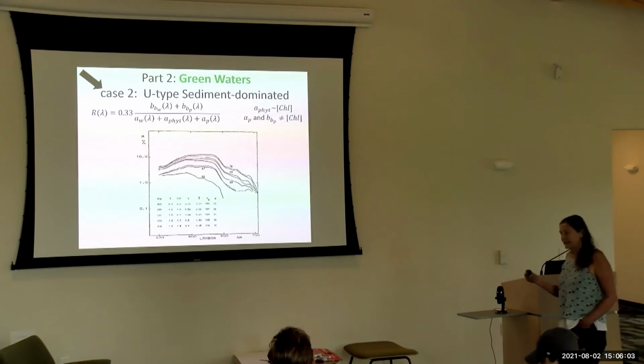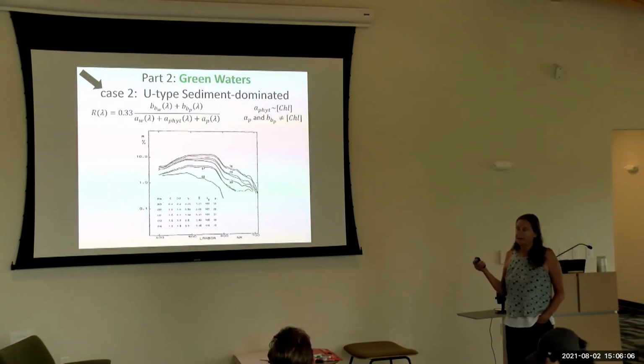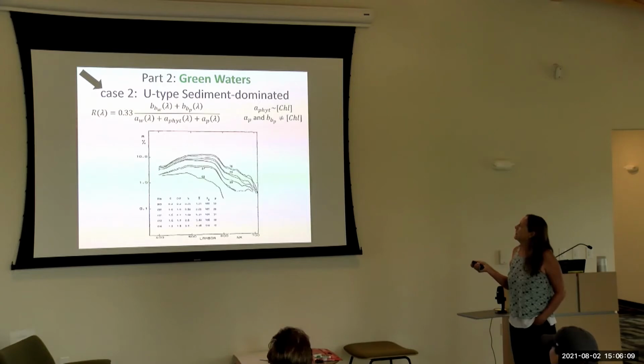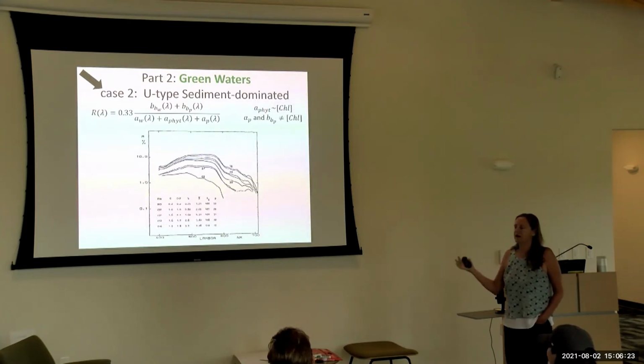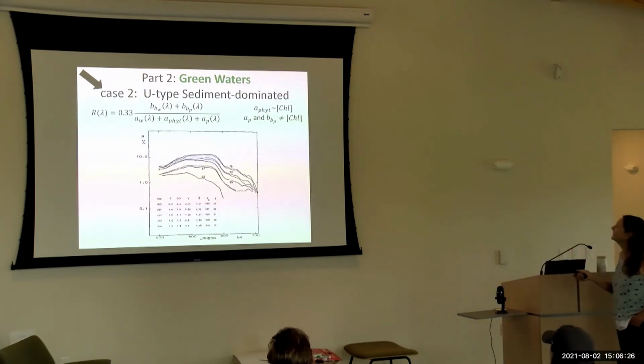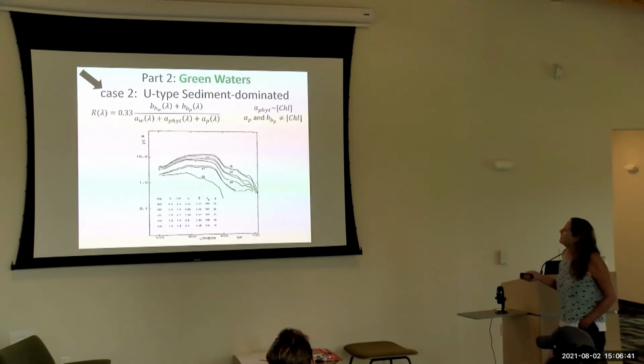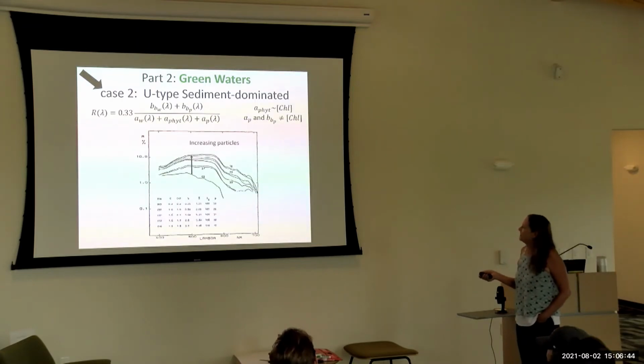All right, the second type is the U-type, or sediment dominated. And they said, all right, in addition to our water model, and then we're adding phytoplankton, we're going to add some other particles that absorb, and that'll be CDOM and non-algal particles. They called it P, but that's okay. We just allow CDOM to be put in there. And we're going to see that the phytoplankton absorption is proportional to chlorophyll concentration, but that the particles and their absorption and the backscattering are not proportional to chlorophyll in this case. Okay? And so what you see here is that as you increase the particles, it gets brighter.